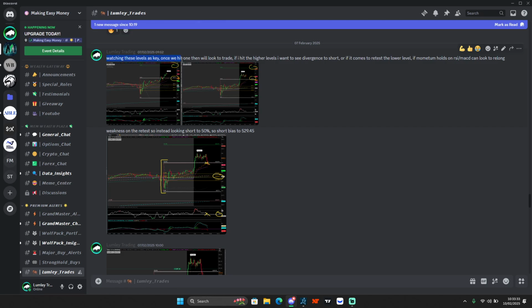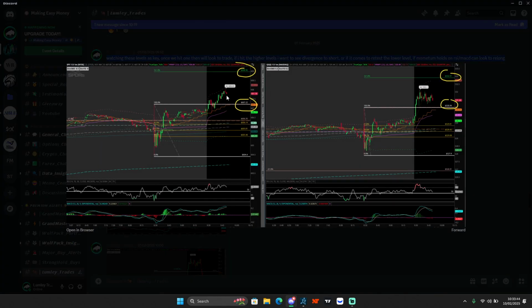Watching these levels is key. Once we hit one, then we will look to trade. If we hit the high levels, I want to see divergence for short, and if it comes to the retest lower, and if momentum holds on RSI, we can look to relog. Using SPY as an example, if price pushes up to here, what we want to see is divergence. We're already getting some on the RSI. However, we're not currently getting any on the MACD, so we would want to see divergence on both of these into this price, and if we get that, then we can look to short back down.